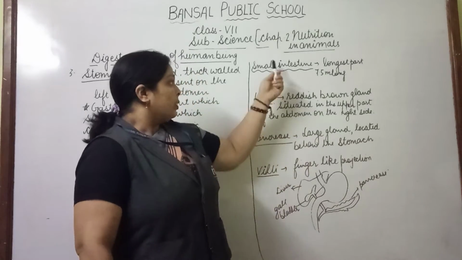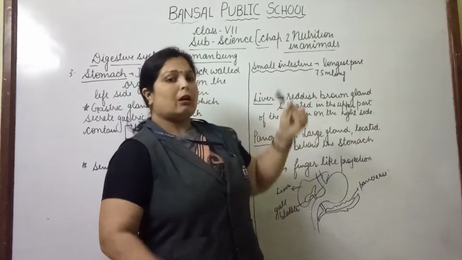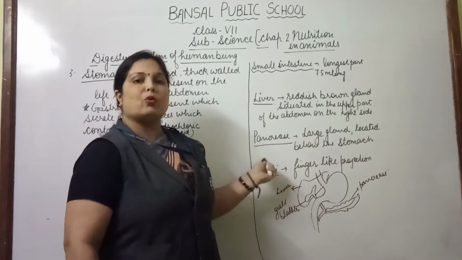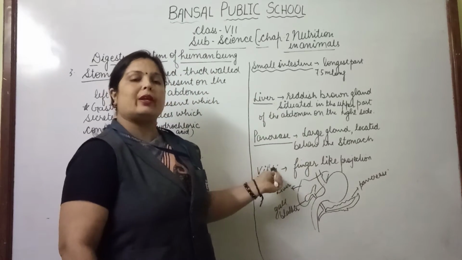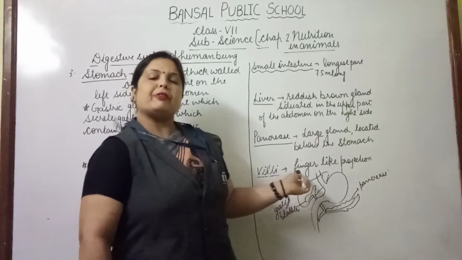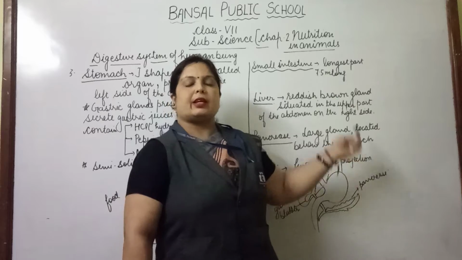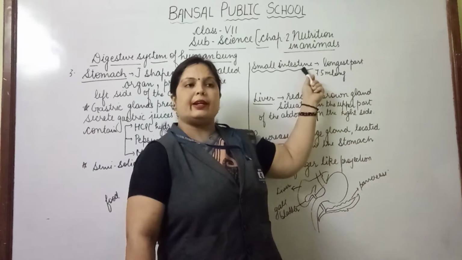Here now, in the wall of the small intestine, a finger-like projection is present, and this finger-like projection is known as villi, or also known as microvilli. What is the function of villi? Villi increase the absorption surface area of the small intestine.